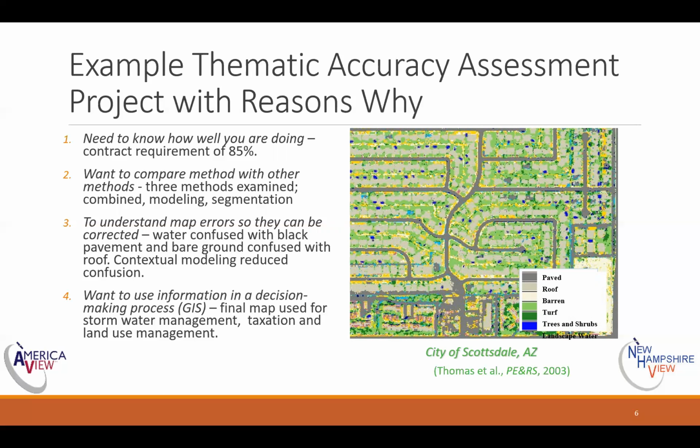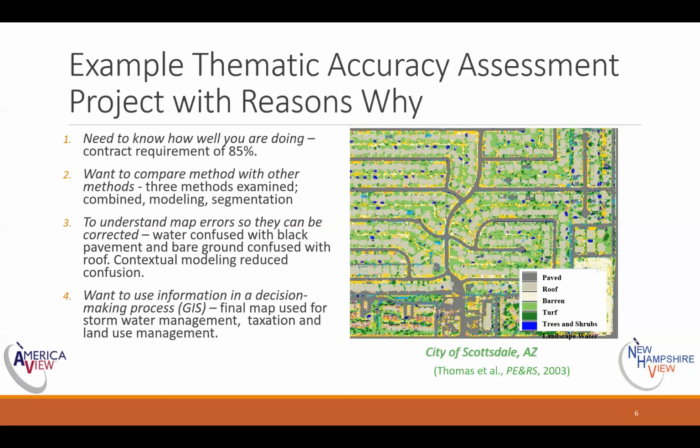We certainly needed to understand the map errors so that they could be corrected. And we had some confusion between water and dark pavement. We had a little bit of confusion between bare ground and roof. Okay, and so that's where the modeling came in. If we hadn't known about those specific errors through our error matrix, we wouldn't have been able to do this contextual modeling that we did.